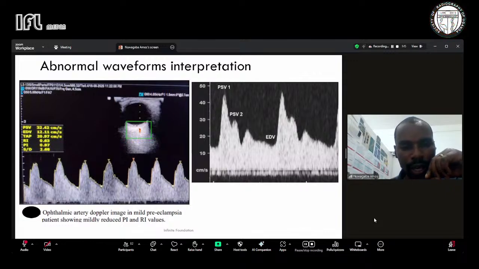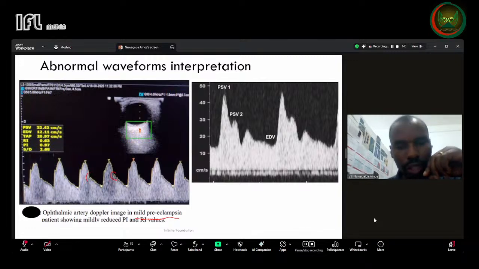So this is a case of a woman who had mild preeclampsia. We know it is mild preeclampsia because we have lost the resistance, we have lost the dicrotic notch. But even when the dicrotic notch is there, you have a dicrotic waveform because of this notching.